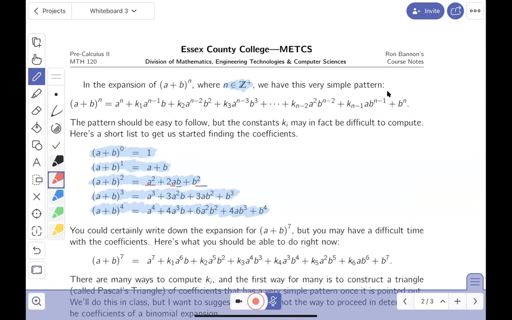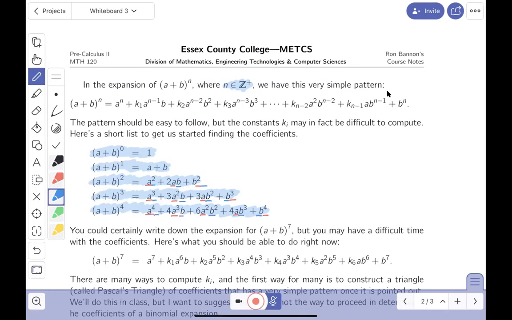All right, let's do the next one. I'm looking at the pattern of the A's: A cubed, A squared, A, no A's. And if you're looking at the B's, I'm going to go backward this time: B cubed, B squared, B1, B none. Let's go to the next one: A4, A3, A2, A1, A none. If you want B's backwards, B4, B3, B2, B1, B none.